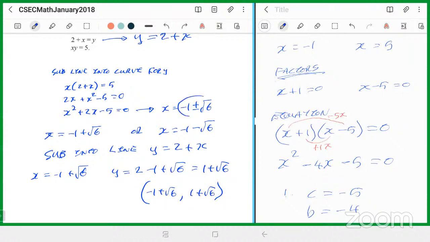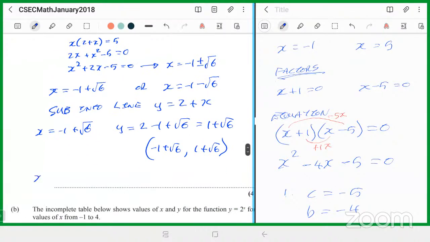The other point now is here. No, here, sorry, minus minus. The other point now is where x equals minus 1 minus root 6. Put this in the line again for the x. So the y in this case will be 2 plus this, which is minus 1 minus root 6, which becomes 1 minus root 6. So the other point is this x value and this y value: minus 1 minus root 6, comma, 1 minus root 6.